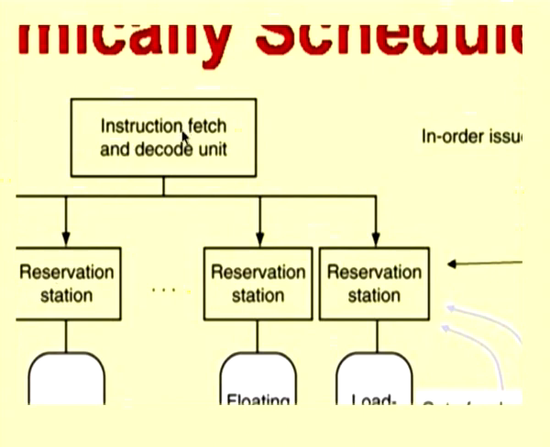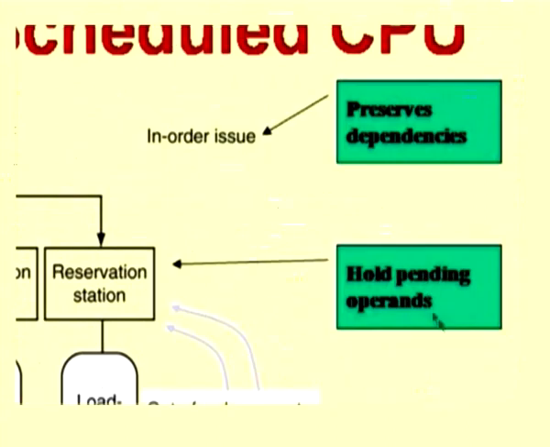From the instruction fetch decode unit, the instructions are fetched, decoded, and whatever instructions are waiting for some data to come are placed in these reservation stations. We use these special structures called reservation stations. The reservation stations are where we hold the pending operands. This is the purpose of these reservation stations.